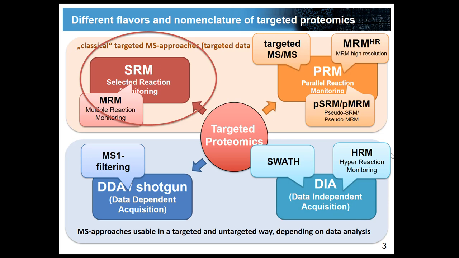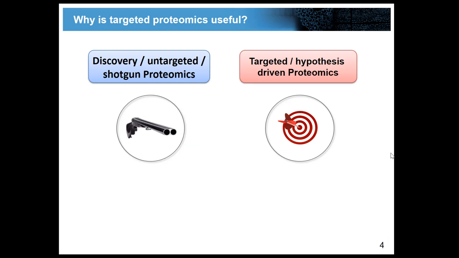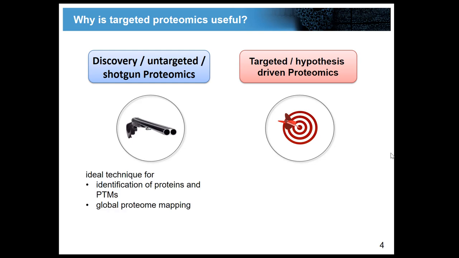Good. So no matter which of these targeted approaches you decide to work with, the advantage of all of them is always the same. What's this advantage? Now, discovery-driven proteomics or shotgun proteomics is definitely the ideal technique for you if you want to identify proteins and peptides or PTMs in your sample. So if you want to globally map out which proteins or peptides are present in a given sample.